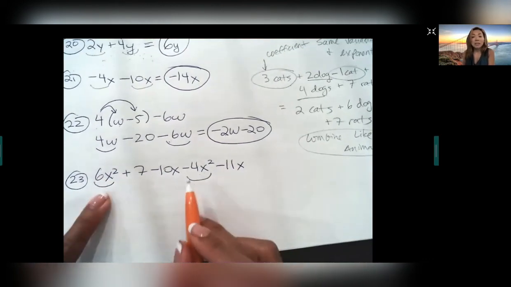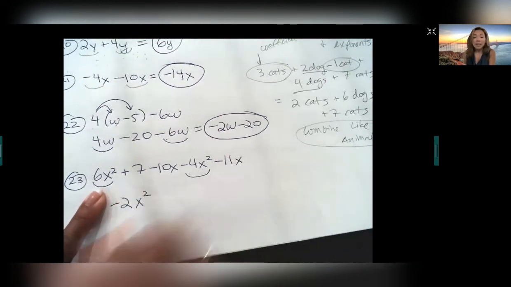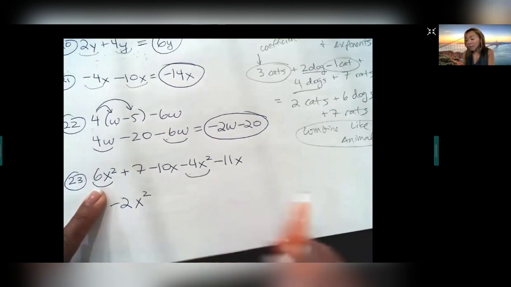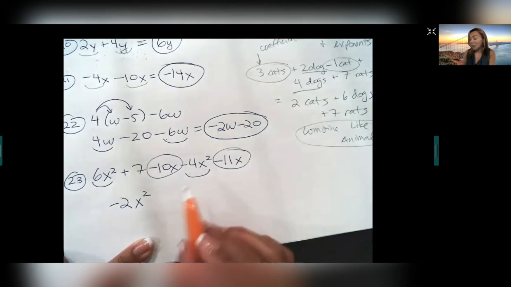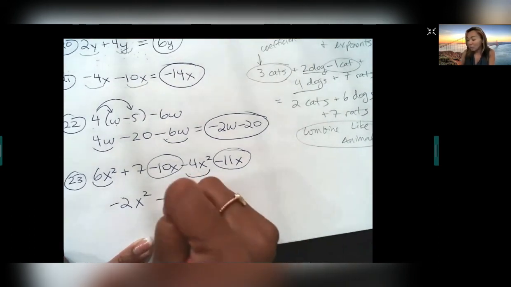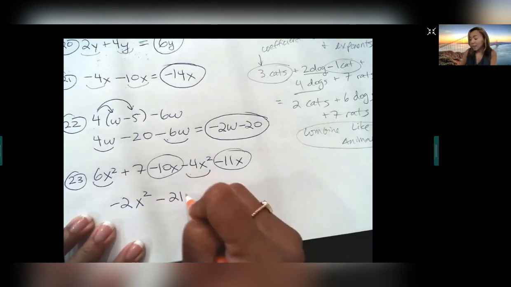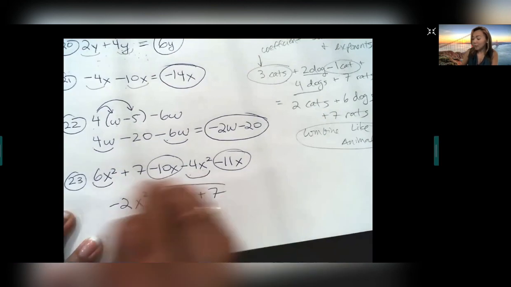So when I combine 6 and negative 4, 6 minus 4 is negative 2. I keep x squared. Any other like animals? A negative 10x and a negative 11x. I combine these two. Negative 10 minus 11 will give me negative 21. The x stays the same. And then here's a leftover plus 7. And that becomes my final answer.